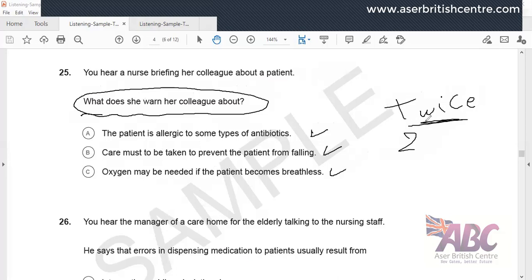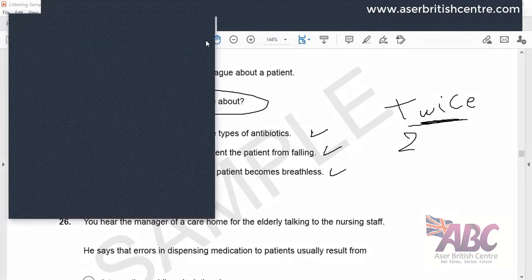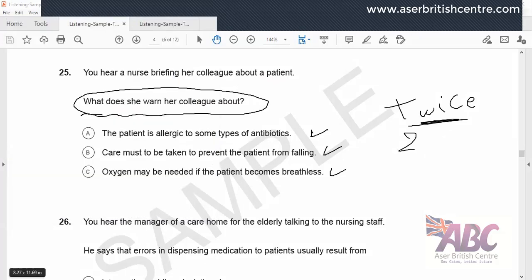How much time will be given? How many seconds? How much time will be given for each question? For example, for 25. Here, look. Let's play part B and see how much time in practice. Okay.